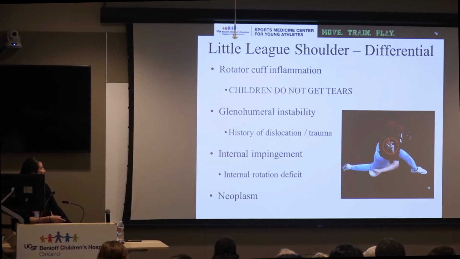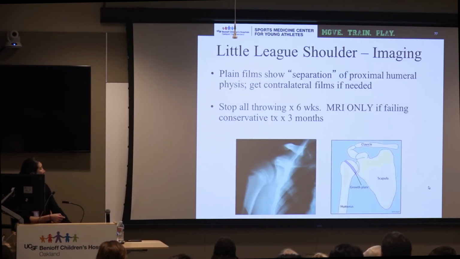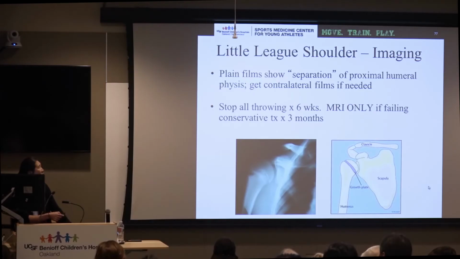I want you guys to know a differential of little league shoulder is rotator cuff inflammation. Children do not tear their rotator cuff, okay? Instability, impingement, or a tumor. So always get an x-ray, okay? This is what we do. We get x-rays to show separation. Sometimes there's no separation. Sometimes you're not sure. You can get the other shoulder. It's okay, all right? I believe this is why we have two.